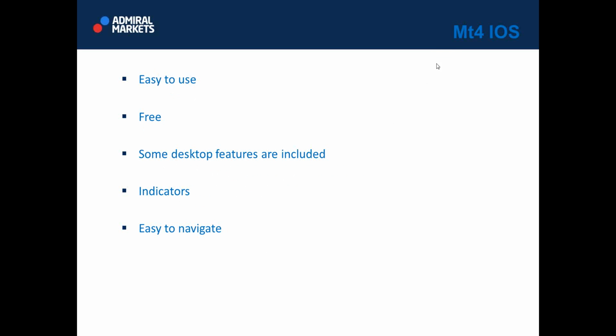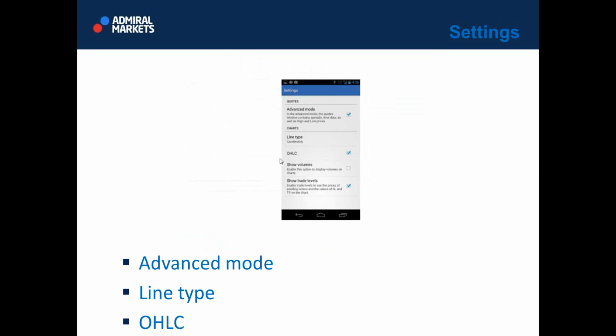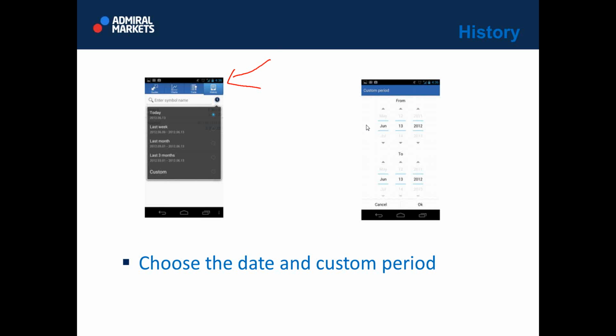So MT4 iOS is basically the same as Android. It's very easy to use. You just use the Android references for navigating. The options are more or less the same: quote, chart, trade, history, settings, as on Android. But it's just optimized and coded for iOS. That is for iPhones. Okay?